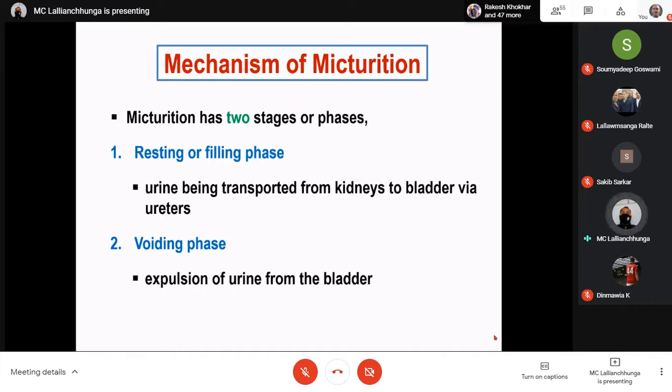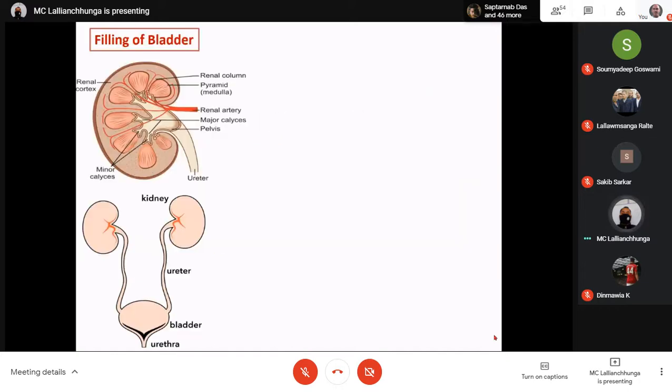So when we talk about micturition, it also includes the filling phase, filling of urine into the urinary bladder. Okay, and when the urinary bladder is filled to some extent, there will be a desire to void or to excrete the urine. And then the second phase will follow, that is the voiding phase, the expulsion of the urine from the bladder. Okay, so let us see in brief how filling of the bladder takes place.